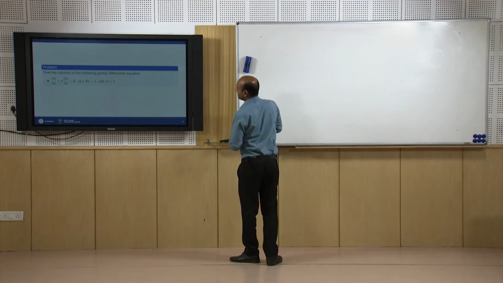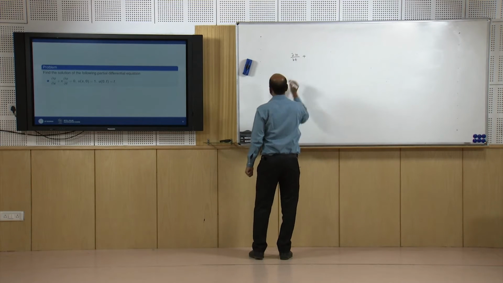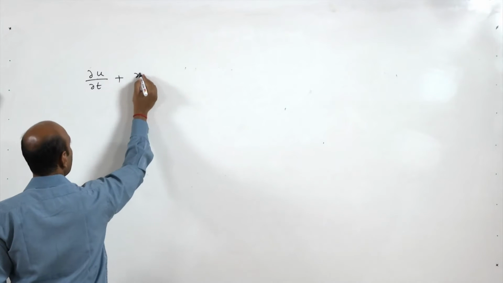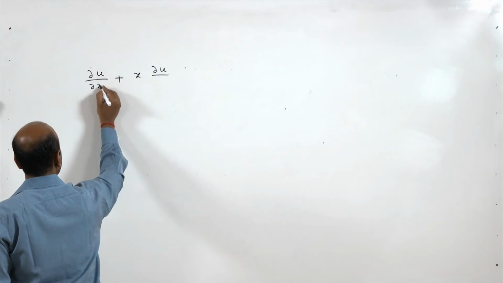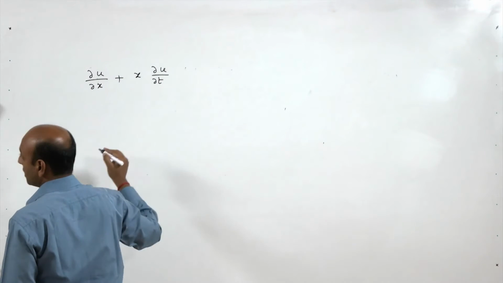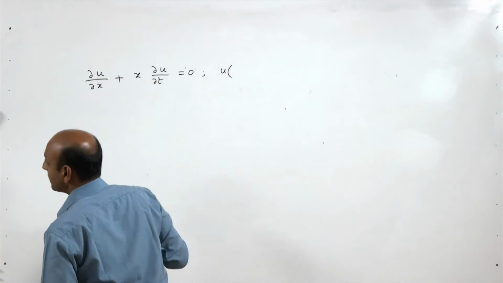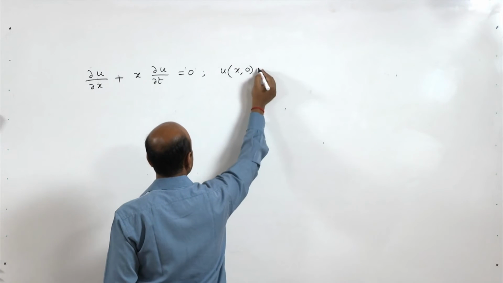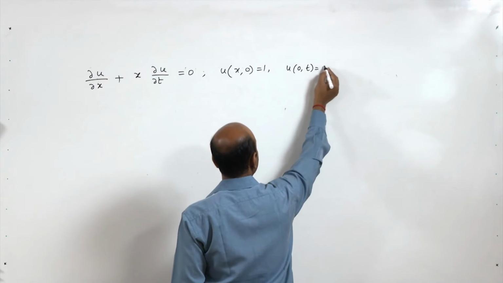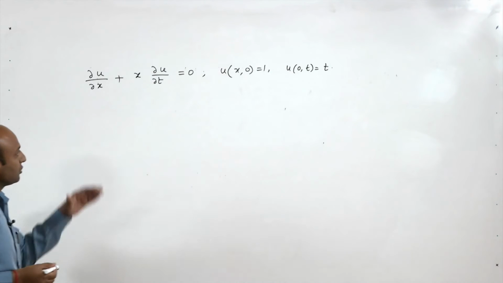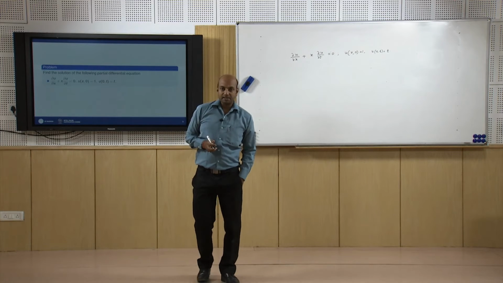Now, what is this problem? It is del u by del x plus x del u by del t equals 0. U(x, 0) is 1, these are the initial conditions, and u(0, t) equals t, this is given to us. So, this is some first order partial differential equation and we want to solve it. So, let us solve this problem using Laplace transforms.